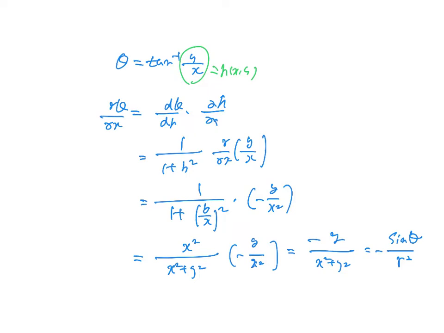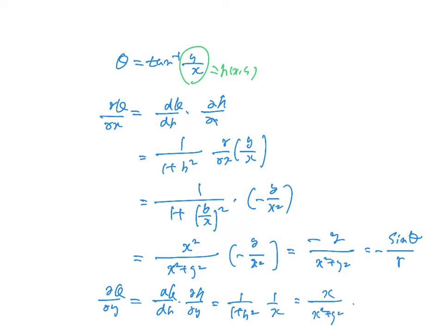Oh no, just r. Likewise, partial theta over partial y is the same thing: d theta over dh times partial h over partial y. But in this case, 1 over 1 plus h squared times 1 over x, which gives x over x squared plus y squared, which is cosine theta over r.